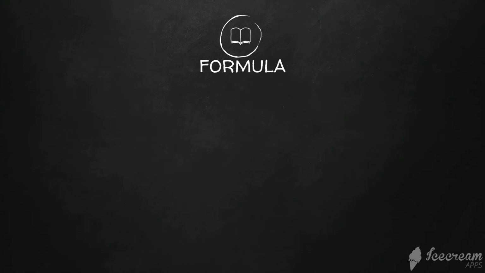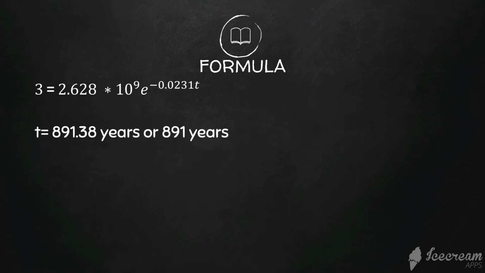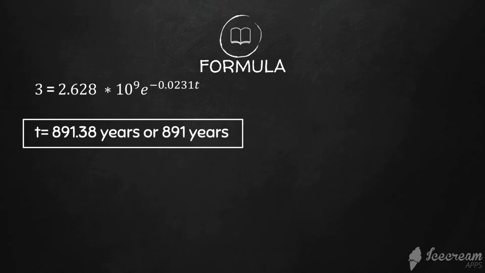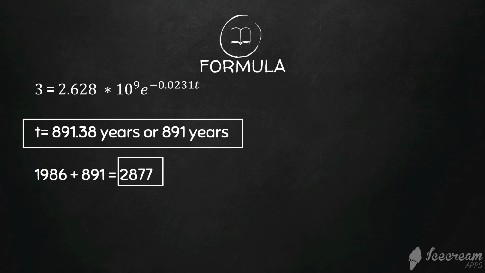Now that we know k, we can solve the problem, which is finding t when x is equal to 3. Plugging in all of the values, we have only one unknown, which is t. Solving for t gives us 891 years. Meaning, 891 years after the Chernobyl reactor exploded is when Chernobyl can be habitable. At 1986, we add the 891 to it, which equals 2,877. Meaning, at this year, Chernobyl is habitable, and that is how you solve the problem.